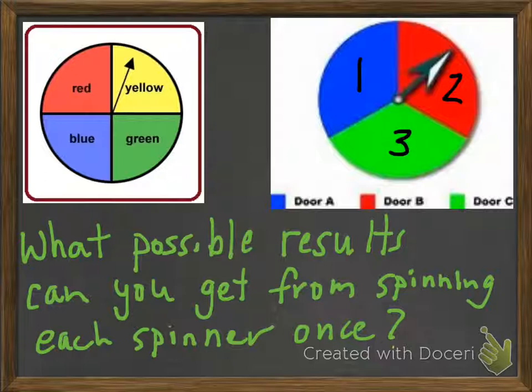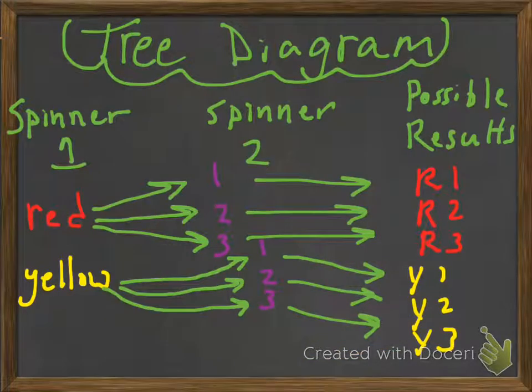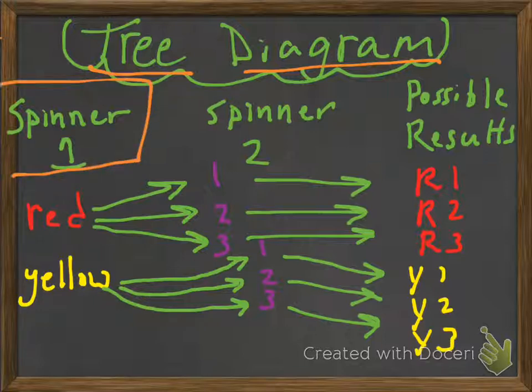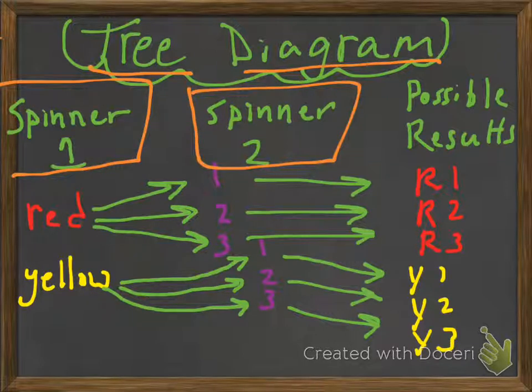Let's say you had two spinners and you wanted to spin them once each. What are the possible results you can get from spinning each spinner just one time? In other words, how many possible results are there if you spin both spinners just once? Let's take a look. We're going to use what is called a tree diagram, and this clearly lays out your actual results. You have spinner number 1 and spinner number 2, and then you have your possible results.